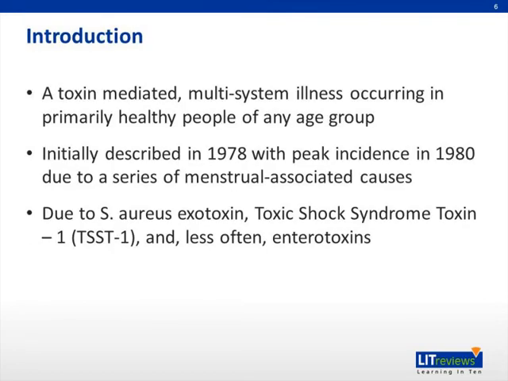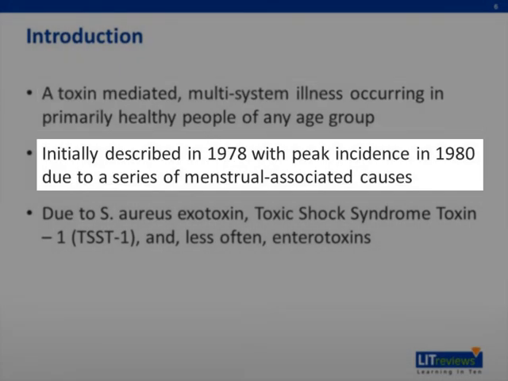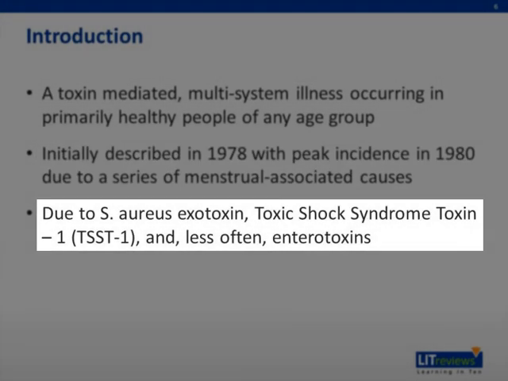So just an introduction to the disease process. This is a toxin-mediated disease process. It's a multi-system illness. It occurs in primarily healthy people of any age group. It was initially described in 1978. It had a peak incidence in 1980, and it was described in association with a series of menstrual-associated causes, specifically tampon use. It's due to a Staph aureus exotoxin called toxic shock syndrome toxin 1, or TSST-1, and less often you'll see it due to Staph aureus exotoxins called enterotoxins, various enterotoxins.